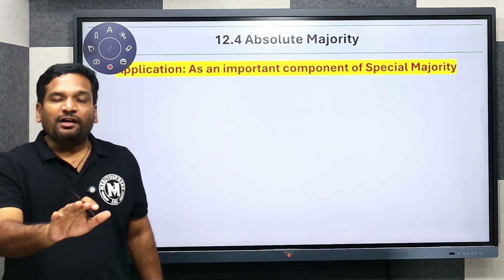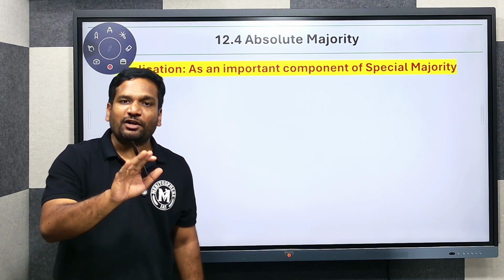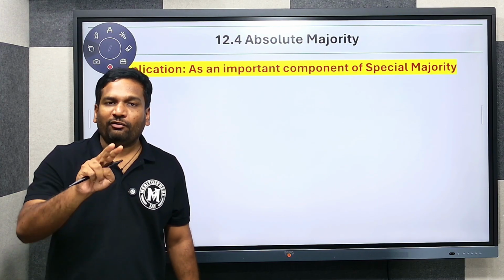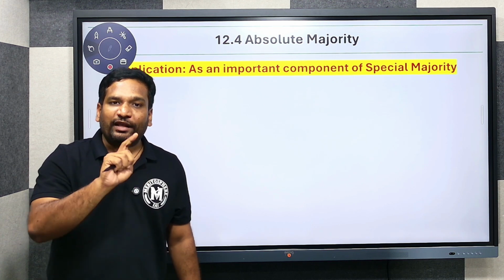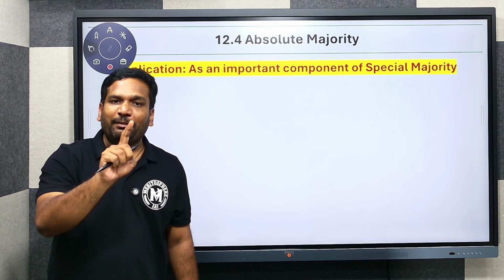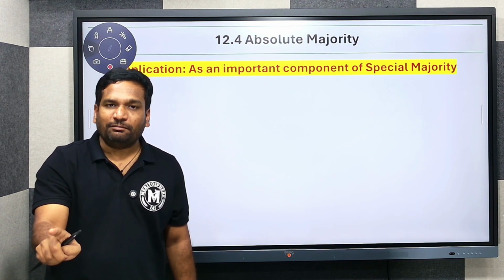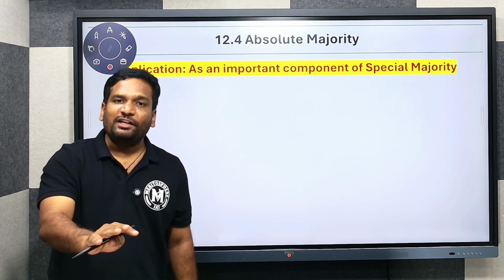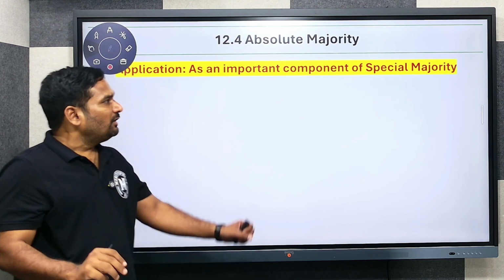Under such majority, the absolute majority is used as a component. The special majority under Article 368 consists of 2 components. Out of these 2 components, one component is the absolute majority. So in the Indian parliamentary proceedings, the absolute majority is not used as an independent mechanism. Independently, it is not used, but it is used as a component of the special majority under Article 368. Right?